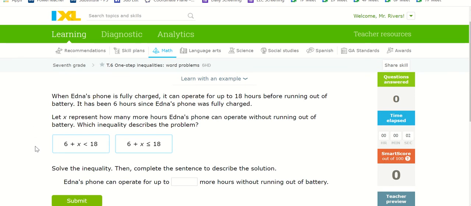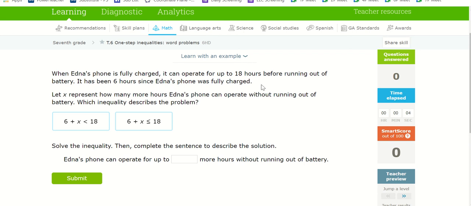When Edna's phone is fully charged, it can operate for up to 18 hours before running out of battery. It has been 6 hours since Edna's phone was fully charged. Let X represent how many more hours Edna's phone can operate without running out of battery. Which inequality describes the problem?